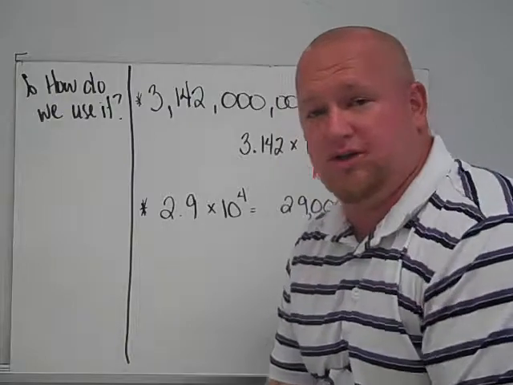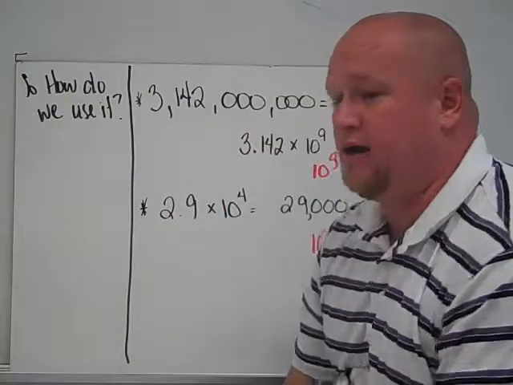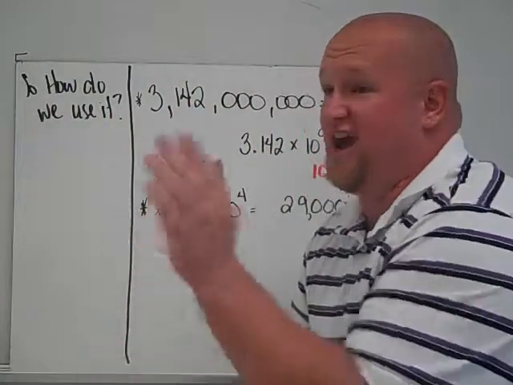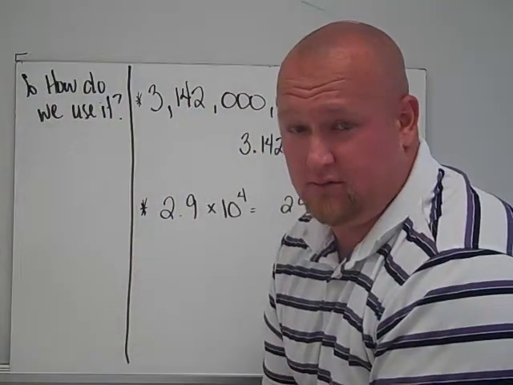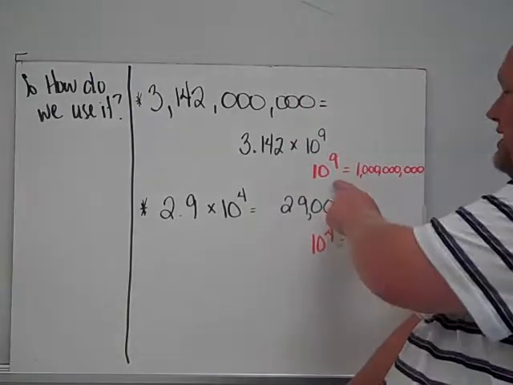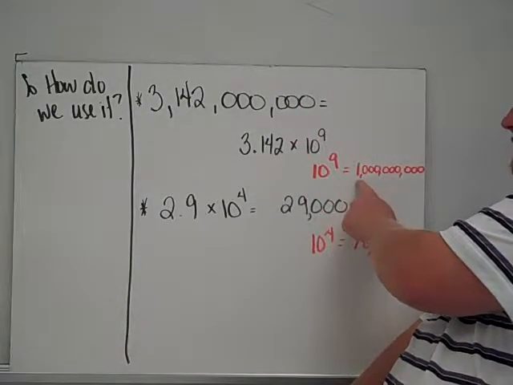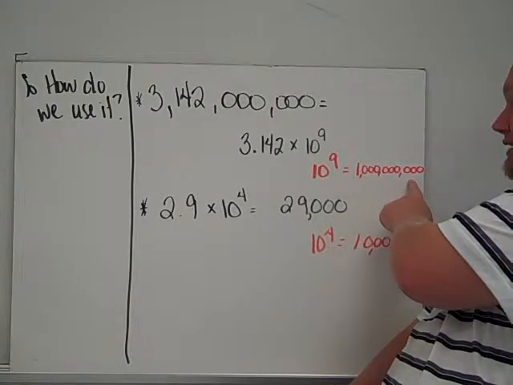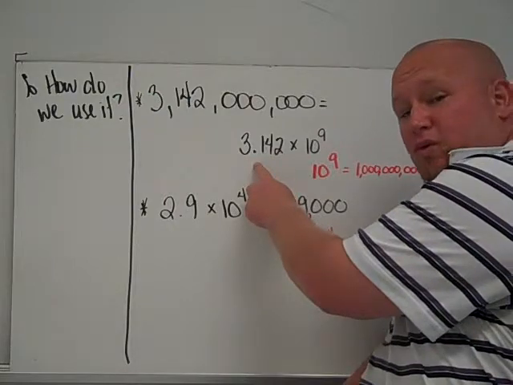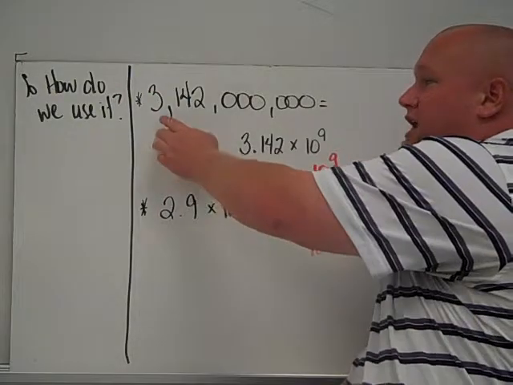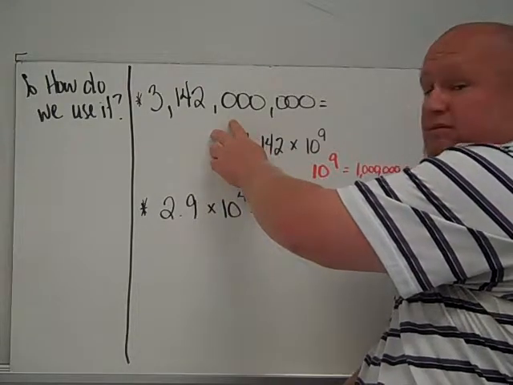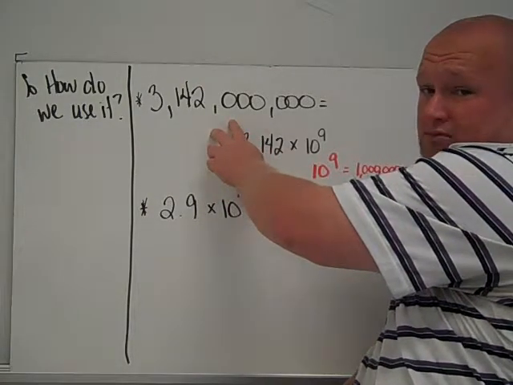Now, I know what you're saying. You're saying, whoa, Mr. Marriott, you just said that 10 to the 9th power would be a 1 with 9 zeros after it. I did, but that's the place value it would go to. 10 to the 9th power is 1 billion. It's 1 with 9 zeros. But if you take 1 billion and multiply it by 3.142, you're going to end up with 3,142,000,000. Don't believe me? Go ahead and try it.